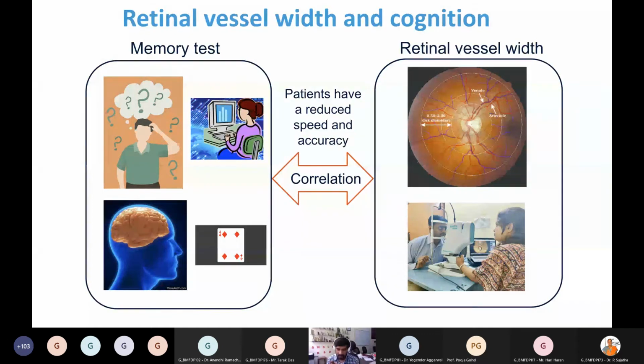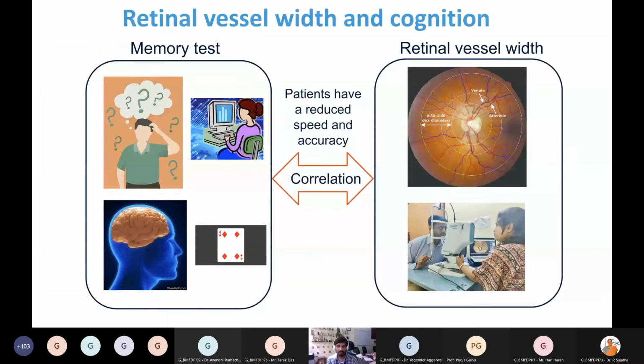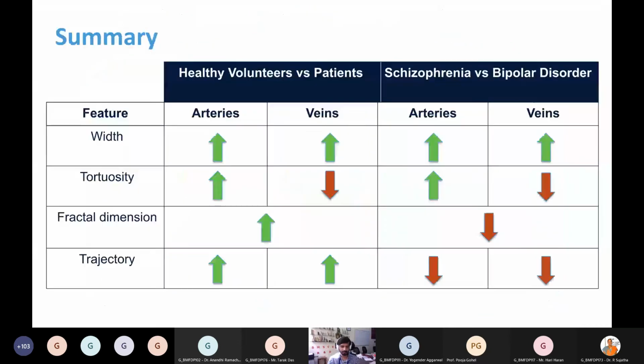We got a comment saying education might be a criterion, because if a patient is educated more, a matriculate or plus two or an engineer, then obviously their cognition will be better. So we took their years of education and adjusted for this statistically. Still, we found very good results. And we found some correlation between the retinal vessel width, if you remember, and the memory test we did. This was a summary of what we did.